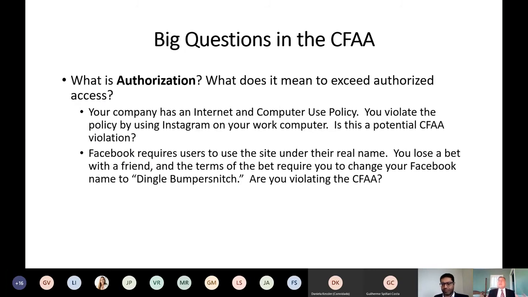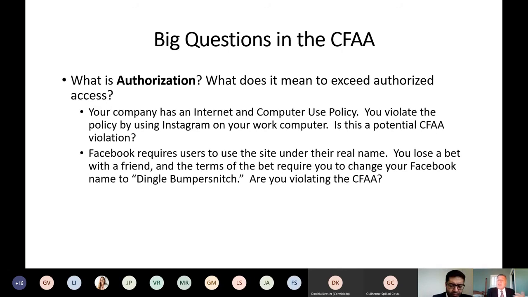Nevertheless, the CFAA is controversial. It's controversial because it basically says you must be unauthorized or you must exceed whatever authorization you have. Those are the two big categories for falling within the CFAA. Now, the problem here is, what do you mean by exceeding authorization? Many of these websites have all kinds of terms of use. Is violating a term of use exceeding authorized access? Facebook says you must use your real name. What if you use some other name?